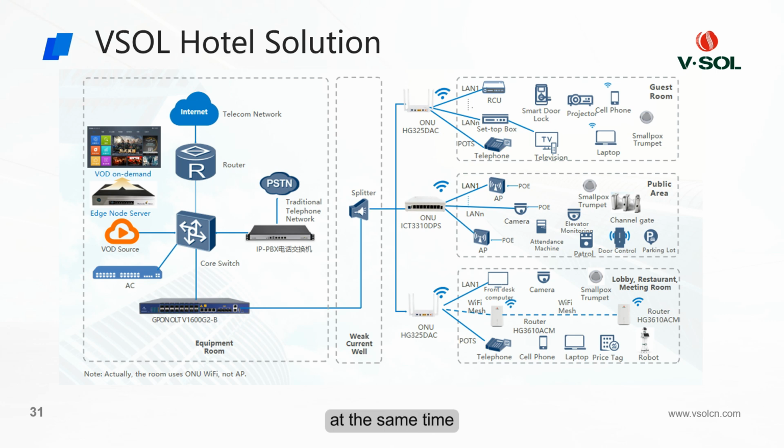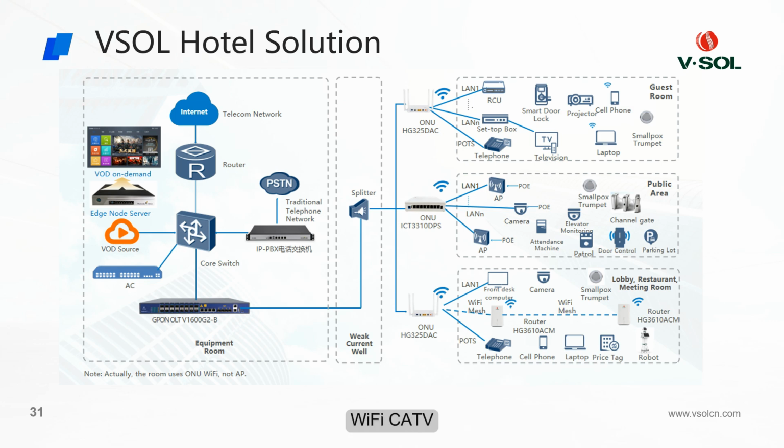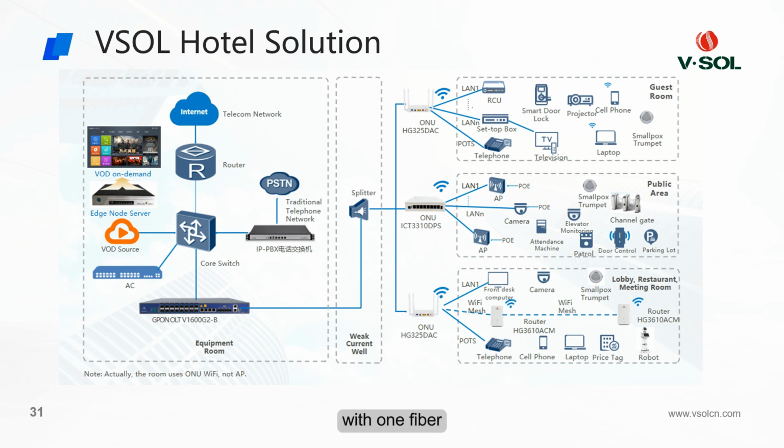at the same time. PON network can uniformly carry broadband, voice, video, Wi-Fi, CATV, Office, and other services without the need for a complicated copper cable layout. Its advantage is extremely simplified, with one room with one fiber, one machine for multiple uses, and one network for multiple functions.